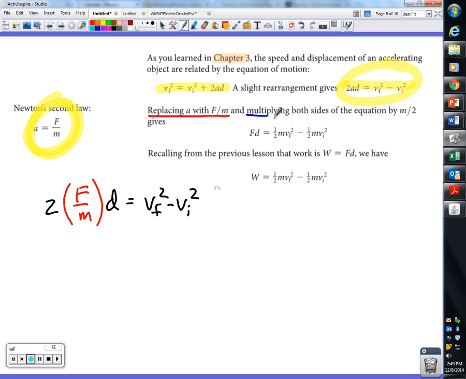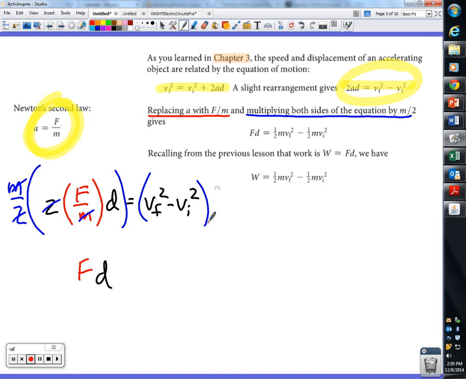Then, if we take this side of the equation and multiply it by m over 2, these 2's will cancel, these m's will cancel, and the only thing that's left on the left-hand side of the equation is F times D. But if you multiply one side of an equation by something, you have to multiply the other side of the equation by that same thing, right? We distribute it out, and we end up with that equation right there.